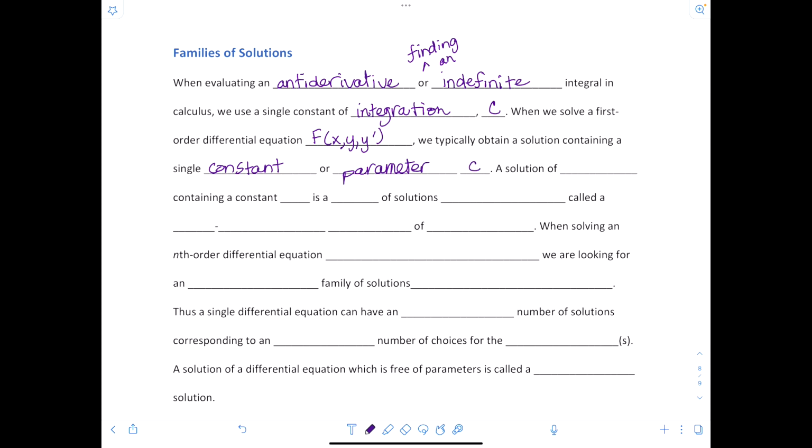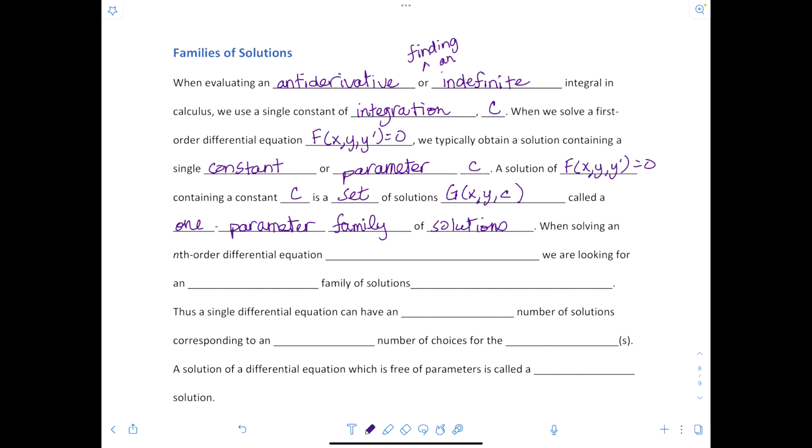A solution of capital F at x, y, and y prime. Oh, apologies, this should have been equal to 0 to make it an equation. Containing a constant C is a set of solutions in terms of capital G at x, y, and c, called a one parameter family of solutions.